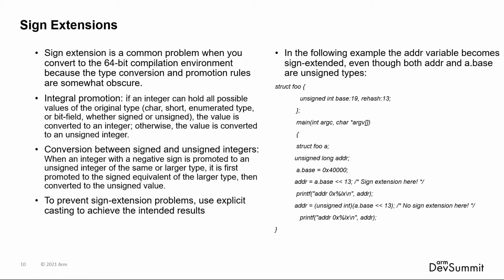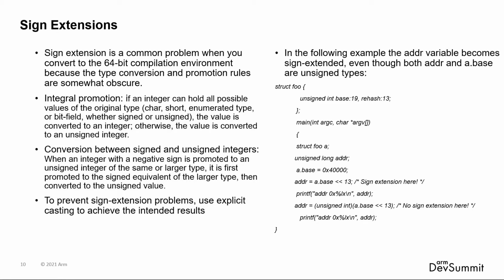And then we have the rule that says conversion between signed and unsigned integers: when an integer with a negative sign is promoted to an unsigned integer of the same or larger type, it is first promoted to the signed equivalent of the larger type, then converted to the unsigned value. This means that the value will first be sign extended. So if the MSB was a 1, since it's negative, the new bigger value will be filled with 1s in the upper half of its bits.